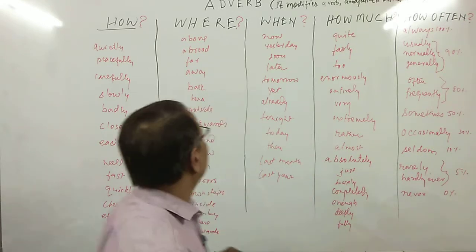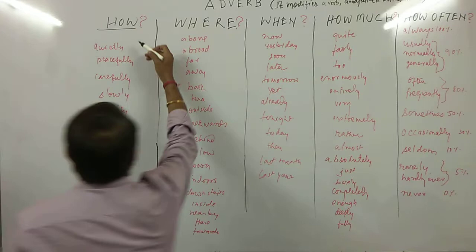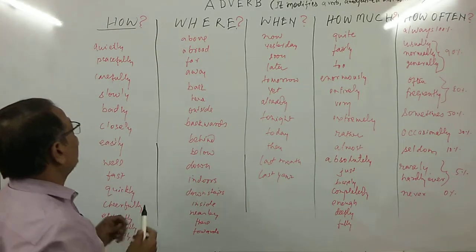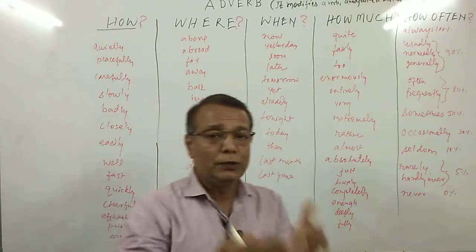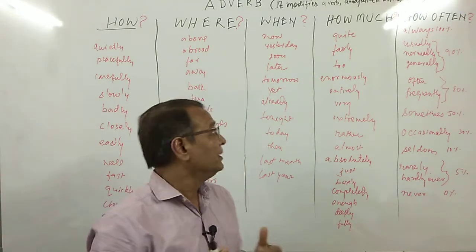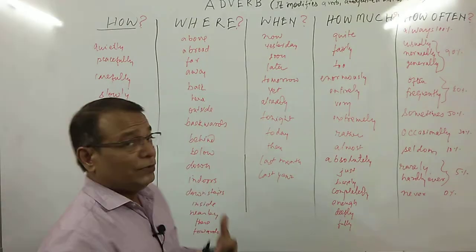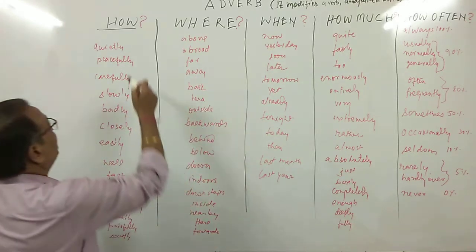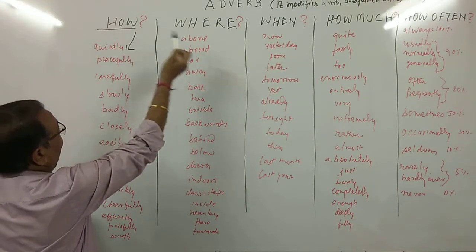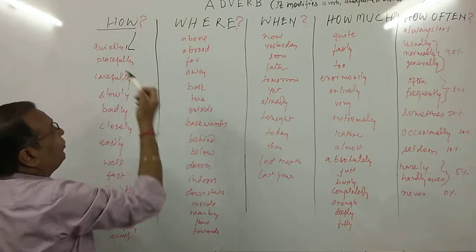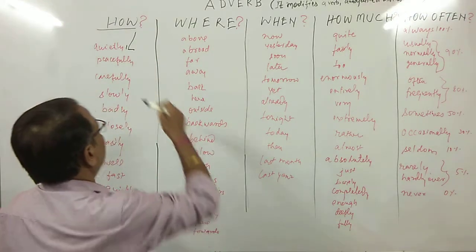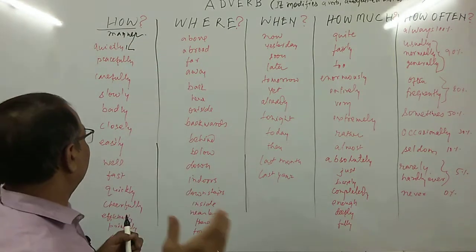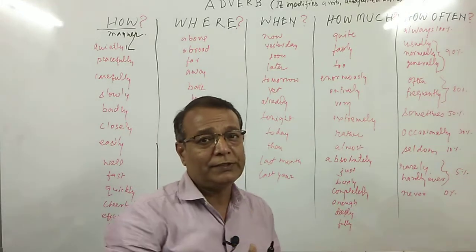The first one is how questions, right? HOW, how questions. And when we say how, actually when people ask you how you do an activity, suppose people ask you how you study, right? And you say I study quietly. That means here you are using quietly as an adverb, and this is answering the manner, M-A-N-N-E-R. So how questions are always about manners, how you do that particular thing.